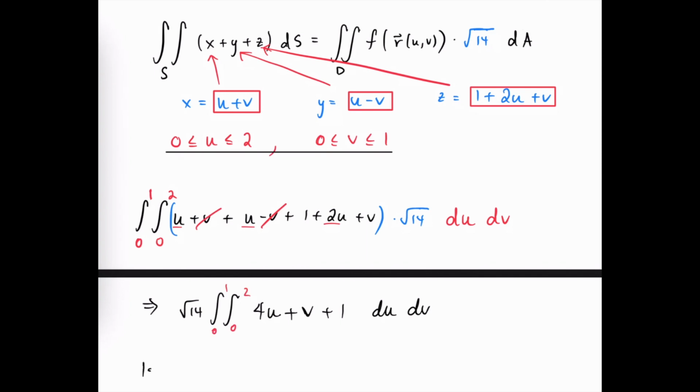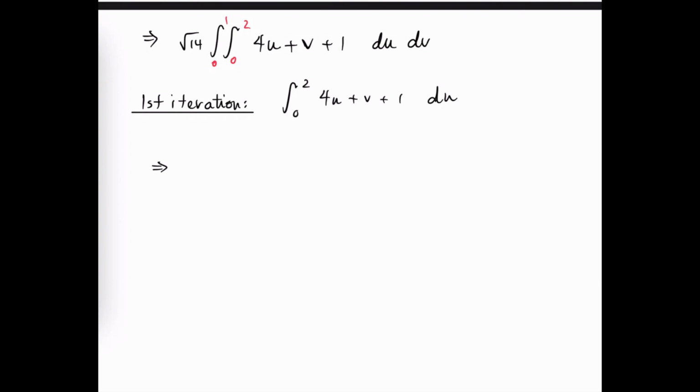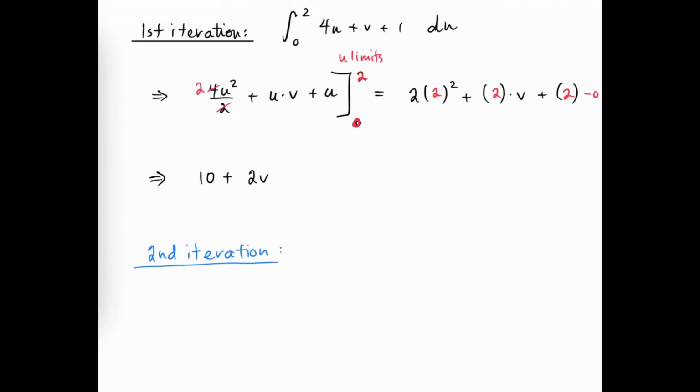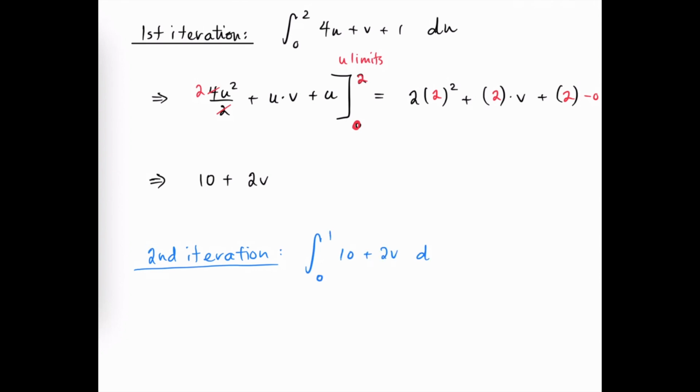And let's begin with that first iteration, where we're looking at the integral from 0 to 2 of 4u plus v plus 1 with respect to u. This antiderivative with respect to u is going to be 4u squared over 2 plus u times v plus u, evaluated from 0 to 2, and these are u limits. So we really need only to plug in the upper limit here. And when we plug in our upper limit of 2, we're going to get 2 plugged in for each of the u's. Plugging in the lower limit of 0 is just going to be subtracting 0 at the end. And this all simplifies down to being 10 plus 2v, which then becomes the integrand for the second iteration, integrating from 0 to 1 with respect to v.